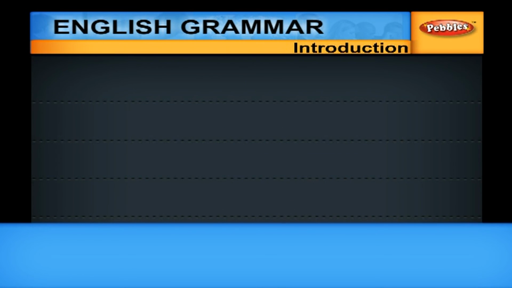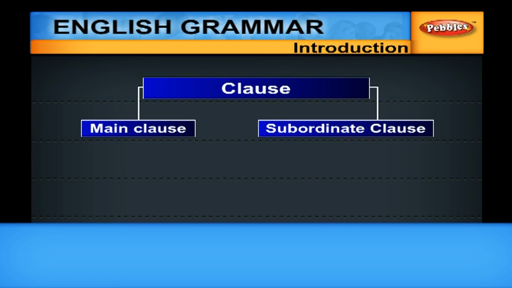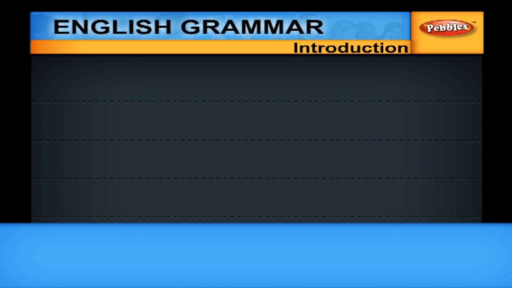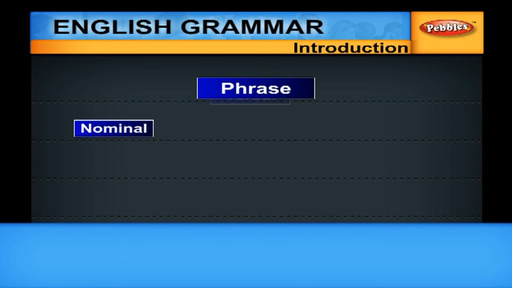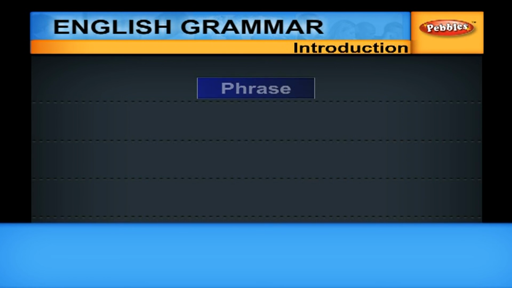A sentence is made up of clauses. A clause can be a main clause or a subordinate clause. A subordinate clause can be nominal, adverbial, or adjectival. The clause is made up of phrases. A phrase can be a nominal phrase, a verbal phrase, or an adverbial phrase. A phrase is in turn made of words.